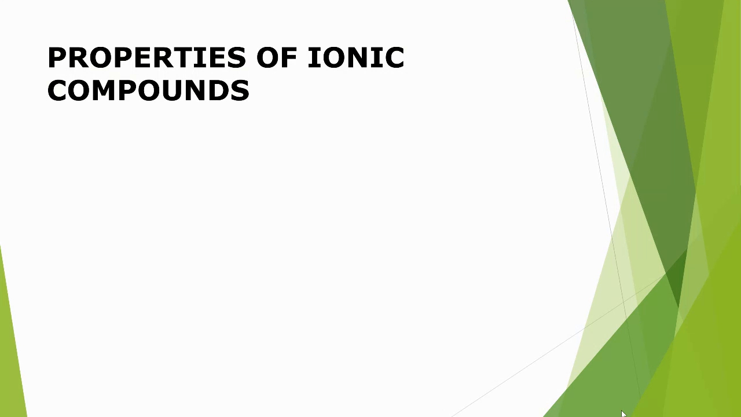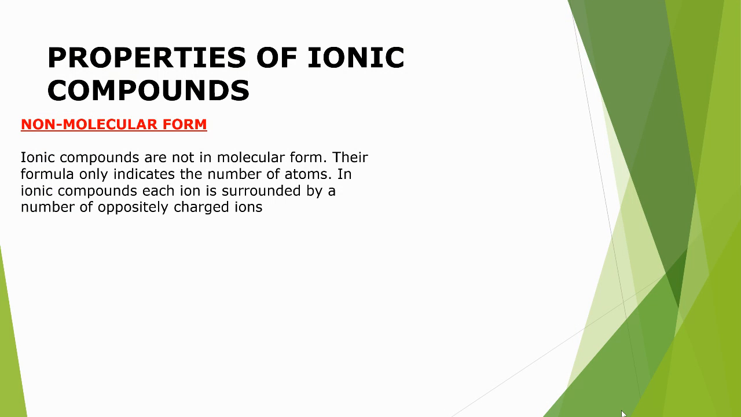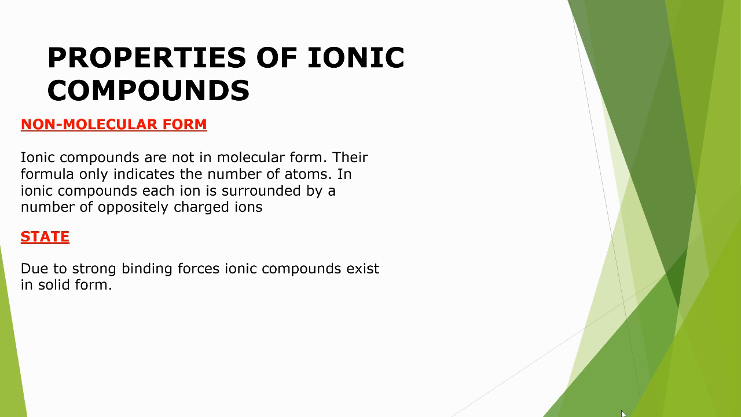Properties of ionic compounds. Non-molecular form: ionic compounds are not in a molecular form. Their formula only indicates the number of atoms. In ionic compounds, each ion is surrounded by a number of oppositely charged ions.